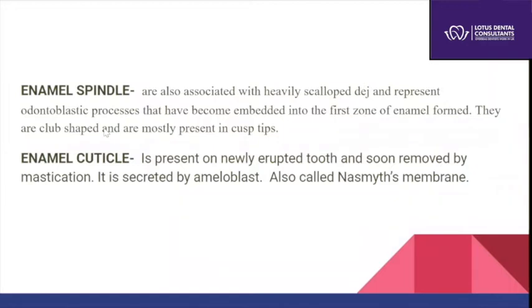They are club shaped and mostly present in cusp tips. They are usually there because the enamel starts getting laid down from the cusp tip. If you remember the process of enamel formation, when it is laid down from the cusp tips, many odontoblasts become embedded between the layers of the enamel and they become the enamel spindle. Clear?